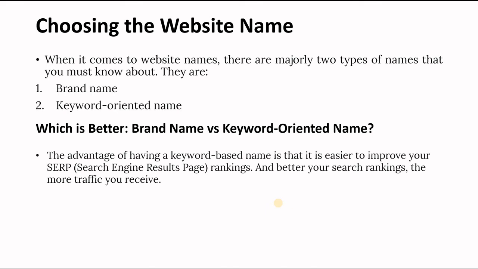So first, let's see about keyword based names. The advantage of having a keyword based name is that it's really easy to improve your SERP rankings. So SERP rankings basically means search engine result page rankings. So that is how much you rank on the results pages of the search engine. And the better your SERP rankings are, the more traffic you will obviously receive.